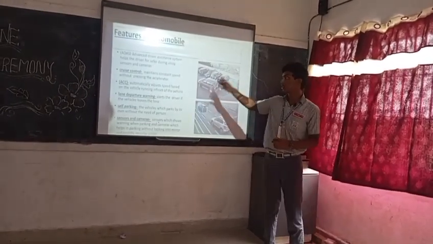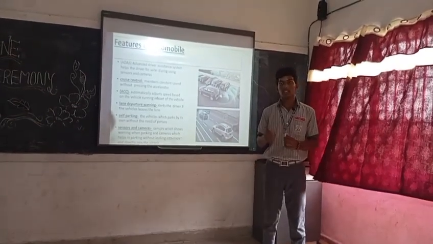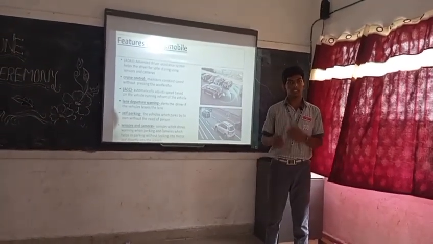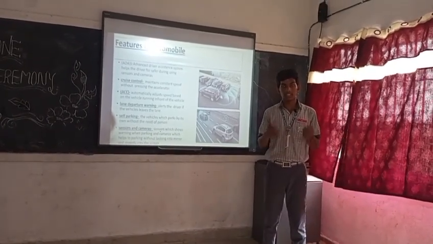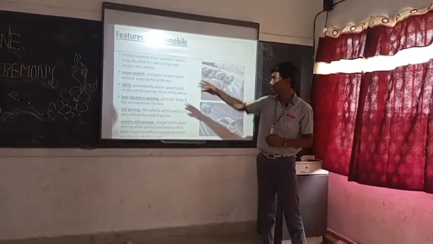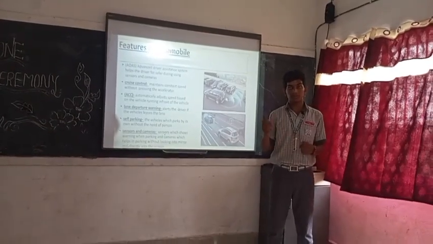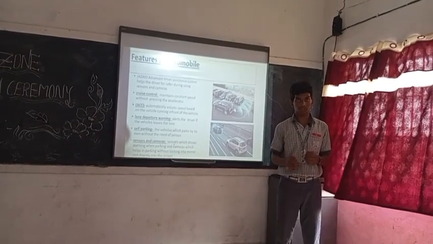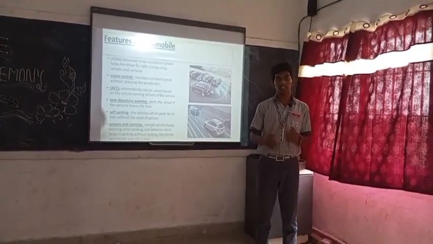Next, features of automobiles. First, ADAS, Advanced Driving Assistance System, which helps the driver to drive safely. It has sensors and cameras to see properly. And next, cruise control, which maintains a constant speed of the vehicle. When we tap the button of the cruise control, it maintains the constant speed of the vehicle while it is running.